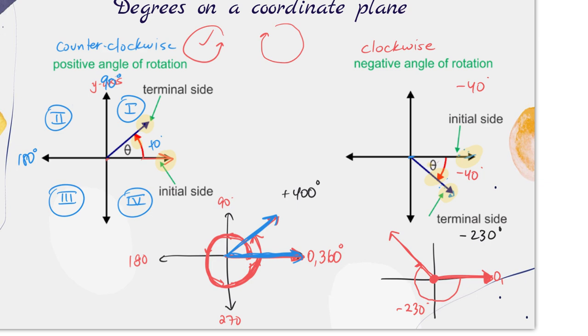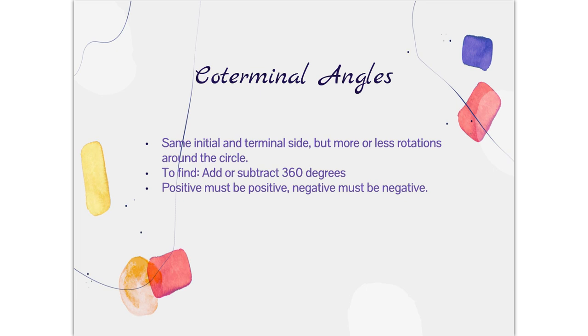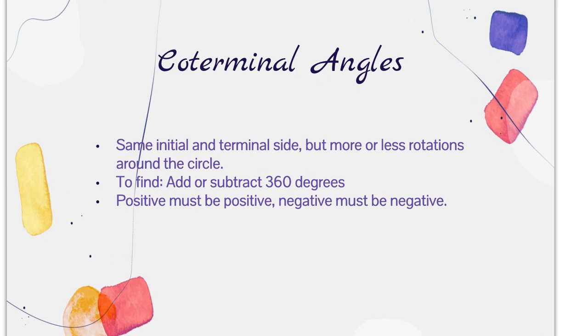Okay? All right. So what we're going to ask you to do is, not only are we going to ask you to graph a negative 230 degree angle, a 200 degree angle, we're going to ask you also to find coterminal angles. And what coterminal angles mean is these are angles that have the same initial side and the same terminal side. In other words, they start in the same place and they end in the same place. However, coterminal angles have different numbers of rotations.